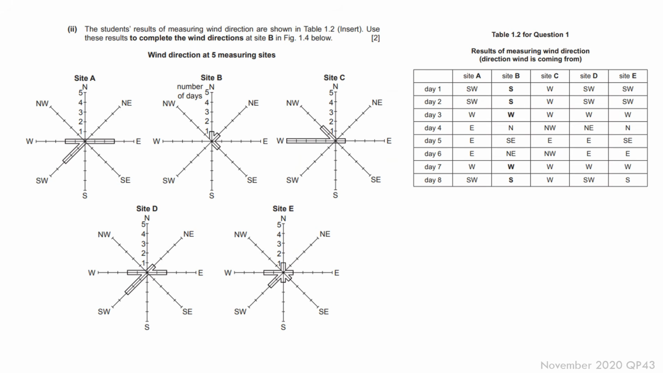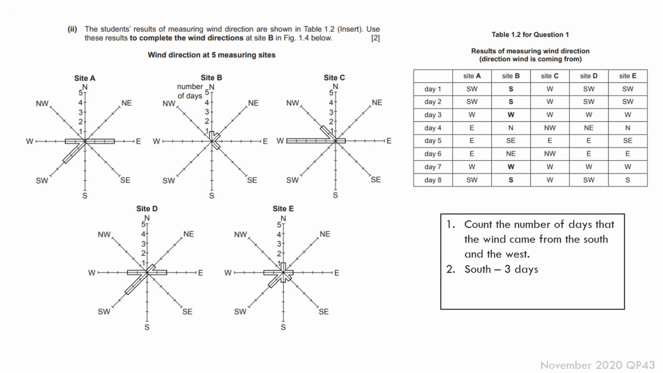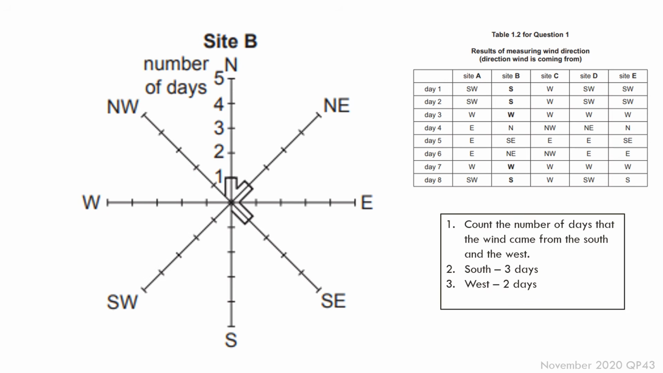And again here, draw a bar graph on the compass rose, and then you need to complete the wind direction at site B in figure 1.4. So this shows where it's coming from. I'm counting the number of days it blew from the west and the number of days it blew from the south. From the south it's 3 days, and from the west it's 2 days. So I've just counted the number of S's and the number of W's, and I'm going to plot that accordingly, copying the scale that's been done for me.